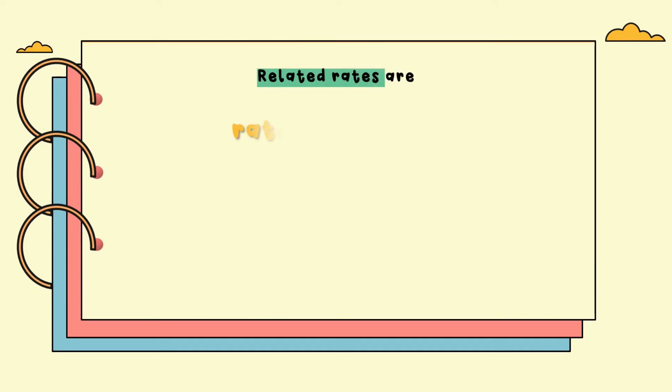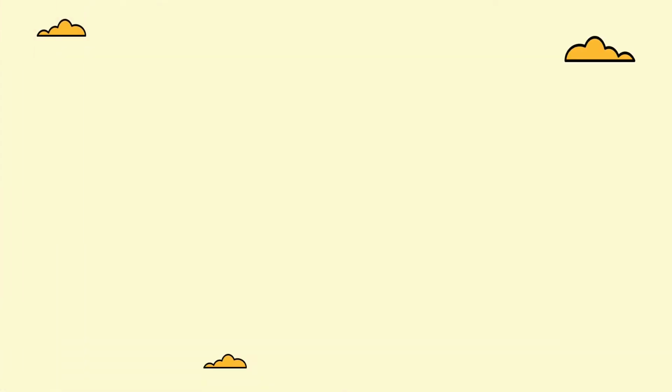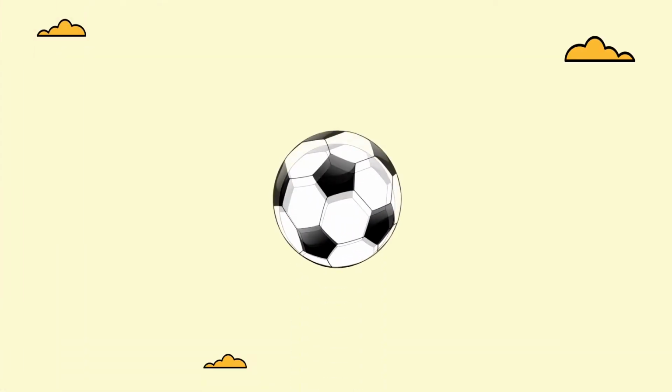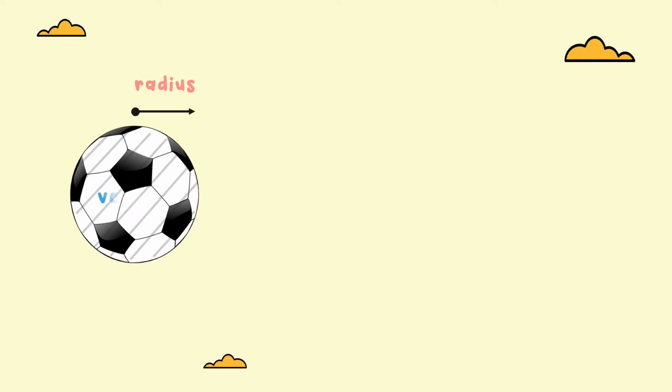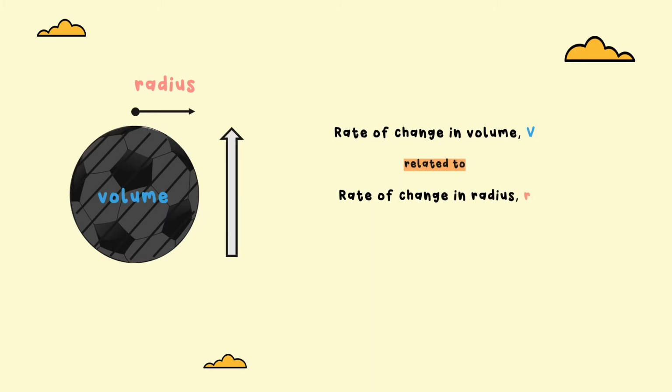Related rates are rates of change associated with two or more related quantities that are changing over time. For example, a spherical ball is being filled with air. Both the radius and the volume of the ball are increasing. Arguably, the rate of change in the volume, V, is related to the rate of change in the radius, r. In this case, dV over dt and dr over dt are related rates because V is related to r.